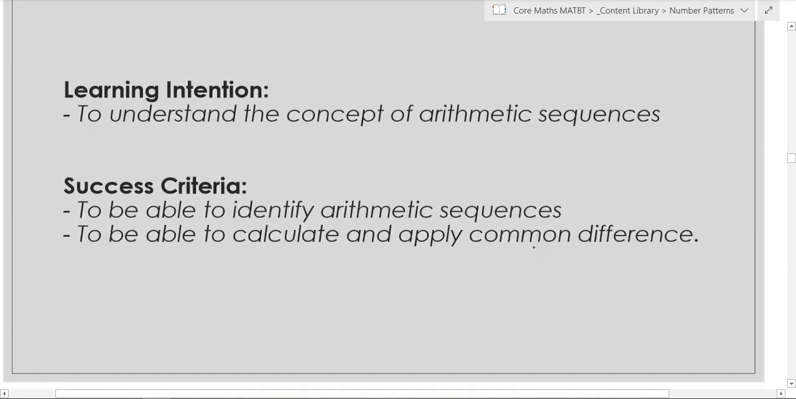Our intention is to understand the concept of what an arithmetic sequence is. Hopefully by the end of the lesson you'll be able to identify what an arithmetic sequence is, and also calculate and apply the common difference and use it to create your arithmetic sequences.